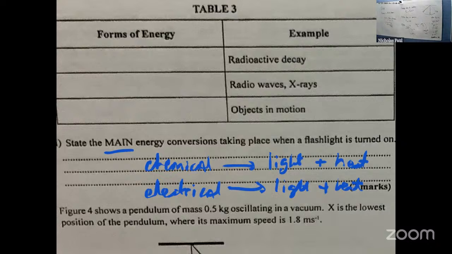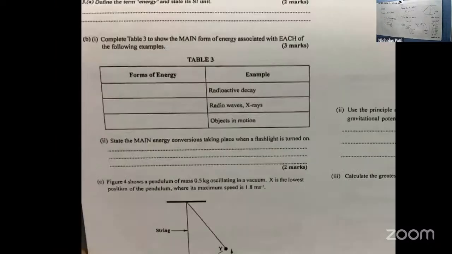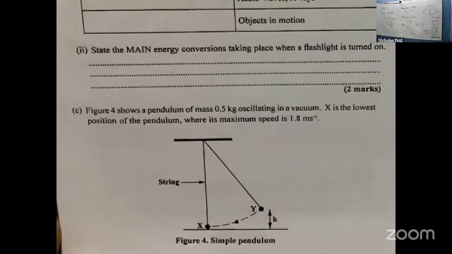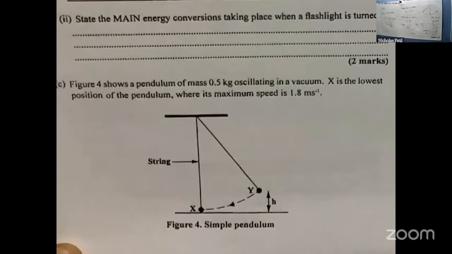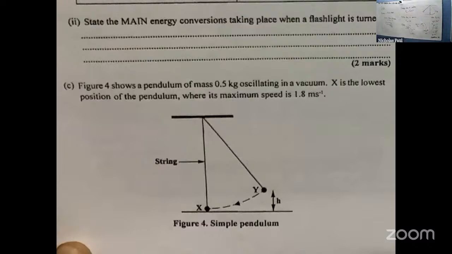Next part. You might need to write the values down. Write down the important info they gave you. You don't have to draw a diagram if you don't want to. But the important info they give you is the mass and the speed. Mass and speed.